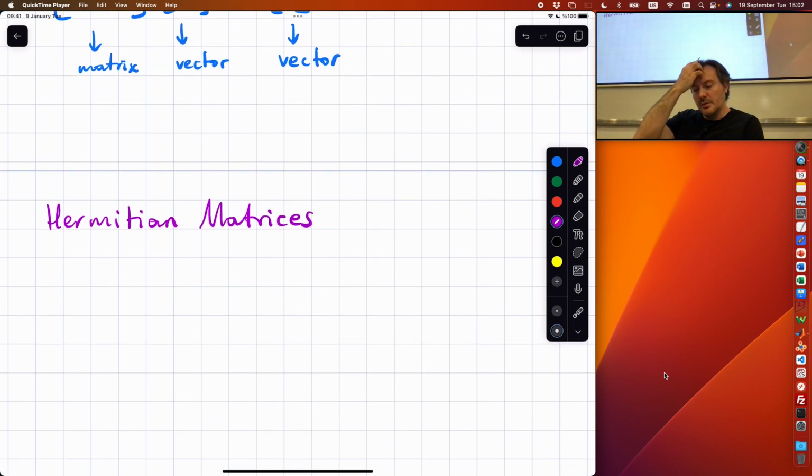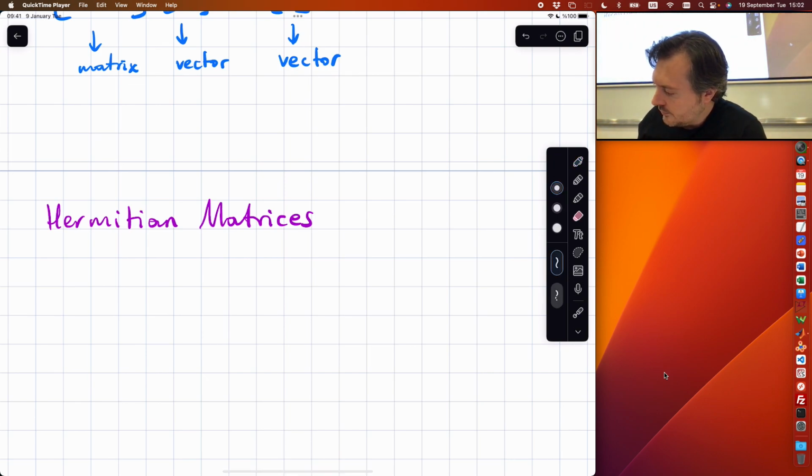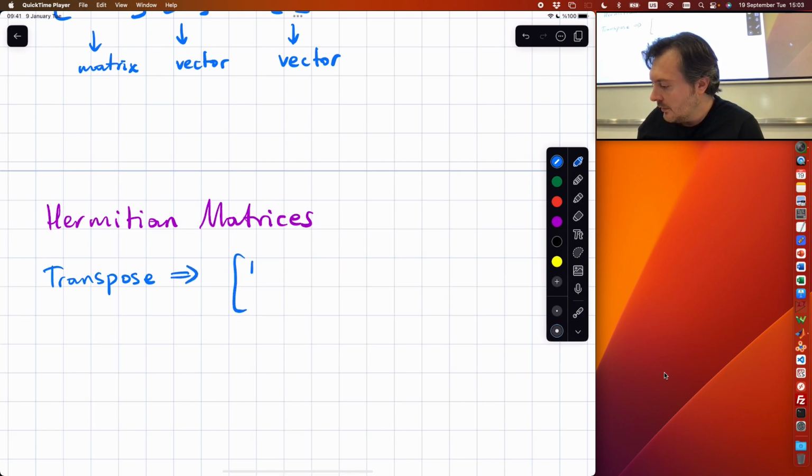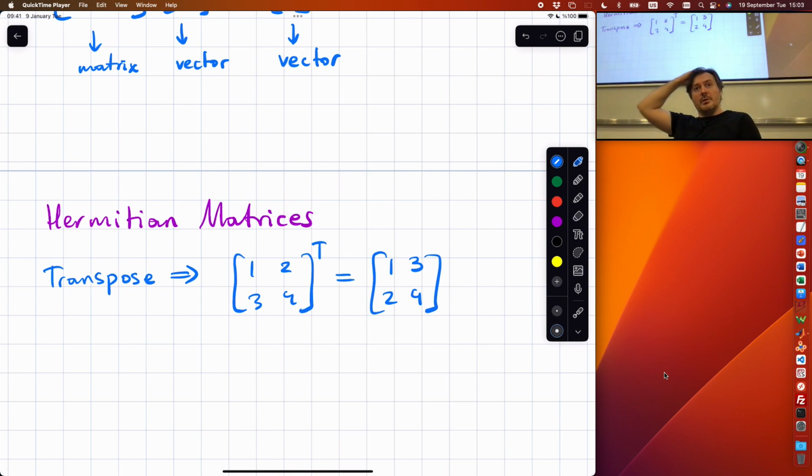First, let's remember what transpose is. What do we mean by transpose? Let's say you have 1, 2, 3, 4. When you take the transpose of this, you get 1, 3, 2, 4. So rows become columns, columns become rows. Okay? This is transpose.